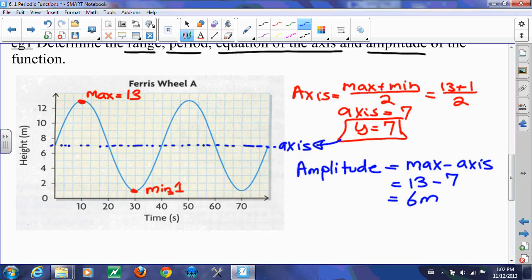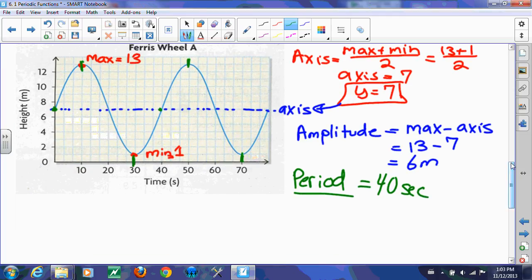Now taking a look at the period, it's the time to complete one cycle. So it's the time it takes to complete one cycle. You could argue that from my max to my max, I started at 10 seconds, I ended at 50, so that's going to equal 40 seconds. Or you could go minimum to minimum. So 70 subtract 30 is 40. Or you could go from the start on the axis to where it ends on the axis. It's up to you, as long as you use the same starting point where you see it repeating again. So the period is 40 seconds.